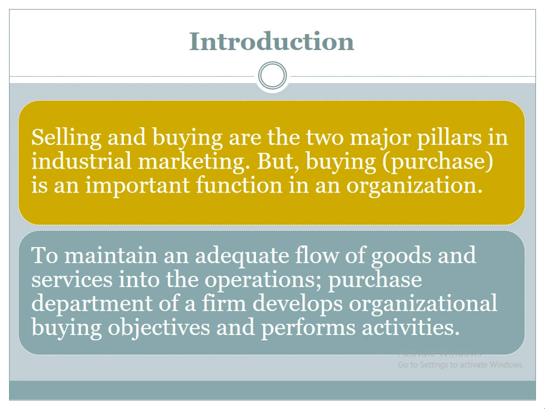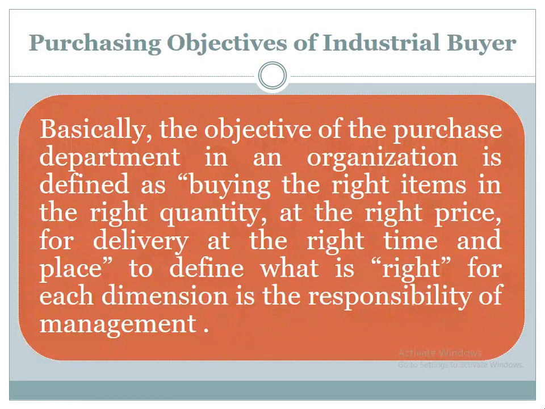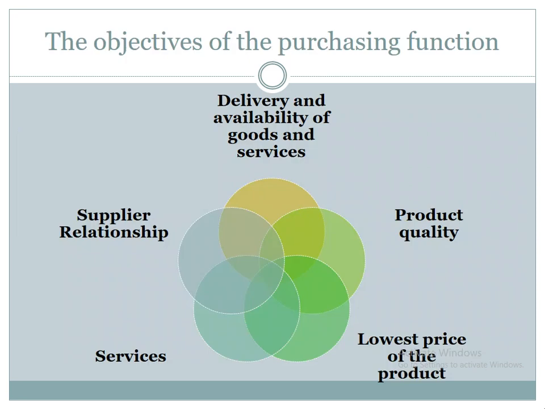So, what are the purchasing objectives of industrial buying that we will learn? Basically, the objective of the purchase department in an organization you can define as buying the right items in the right quantity at the right place at the right price for delivery at the right time and right place. To define what is right for each dimension is the responsibility of the management. The objective of the purchase functions can be described as follows. So these are the objectives of any purchasing function in any organization.